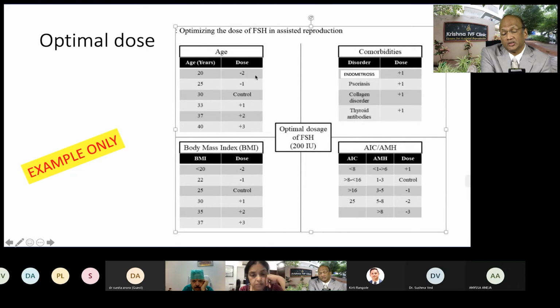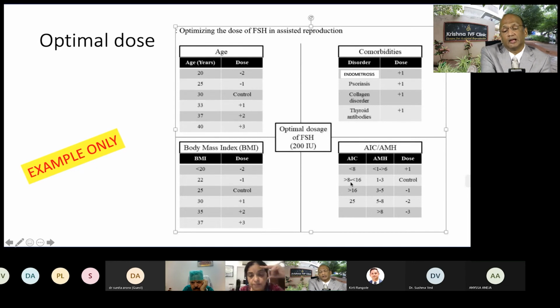If it is 20, I minus another 25. That means based on the age my starting dose is 150. Then again based on the BMI of 25, I might minus the dosage as the weight comes down, provided they are healthy, and increase the dosage as the weight increases. And I use only the AFC rather than the AMH because I am giving it in that particular cycle.